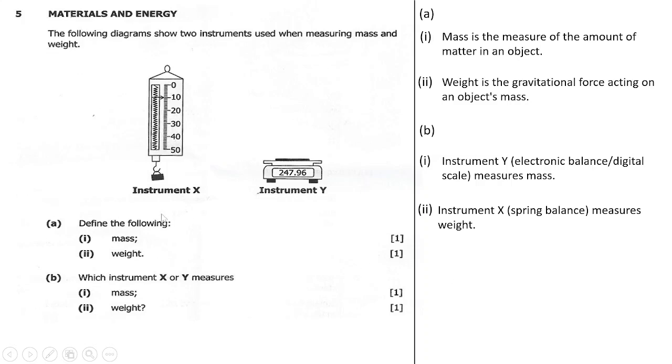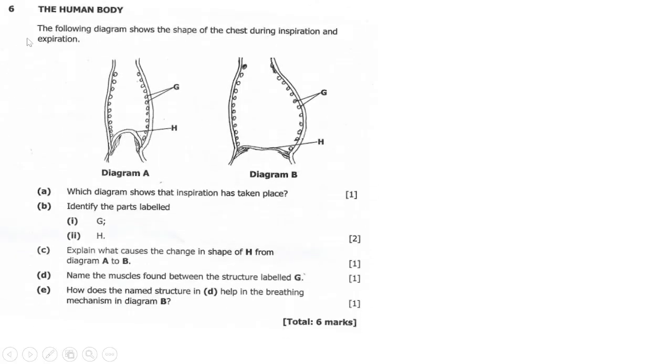Okay, so let's go to the other part of the equation, which is C, which says what happens to the mass and the weight of an object when moved from one place to another. We are going to say mass remains constant while weight changes. Okay, so we move to question 6, which is on the human body.